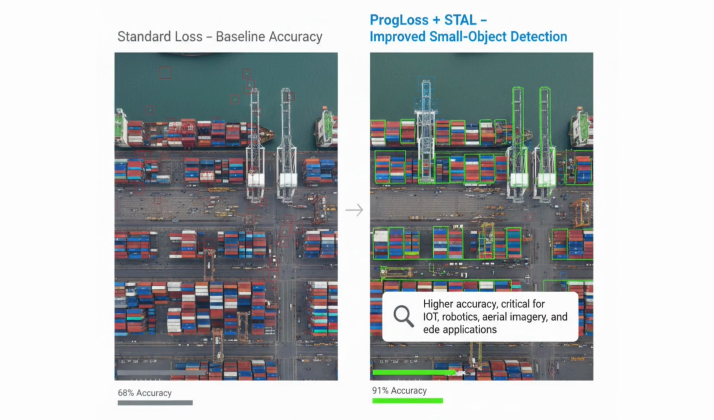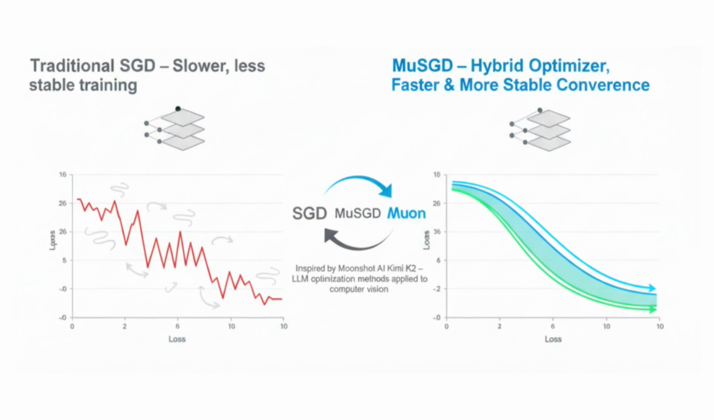Third, YOLO26 introduces ProgLoss combined with STAL, a new loss strategy that improves learning quality, especially for small object detection. Fourth, YOLO26 adopts a new optimizer called MuSGD. MuSGD is a hybrid optimization method that combines traditional SGD with advanced techniques inspired by large language model training. This results in more stable training dynamics and faster convergence.